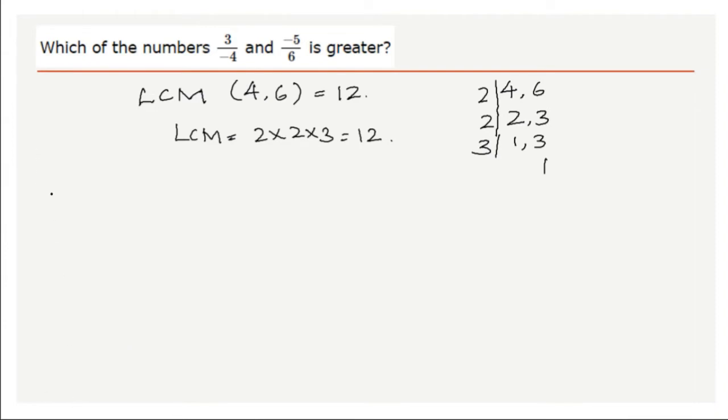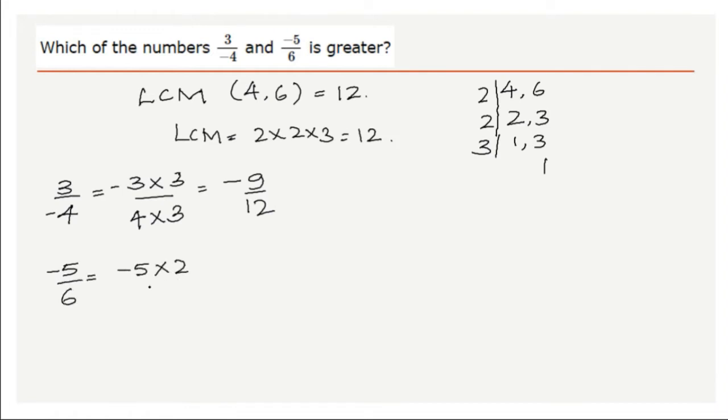Now, after finding the LCM, we'll express the given rational numbers with the common denominator. So I need to multiply by 3 so that the denominator becomes 4 times 3, which is 12. So this minus I'll write here. So it is negative 9 upon 12. Minus 5 by 6. Now I'll multiply with 2 so that the denominator will be 12 and numerator becomes negative 10.